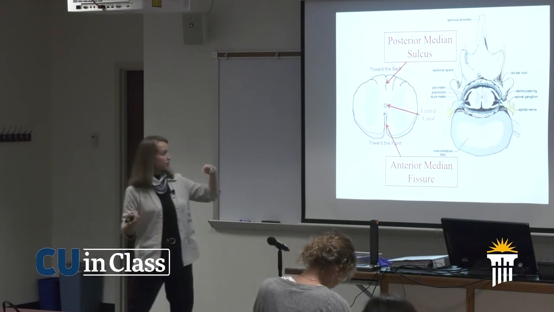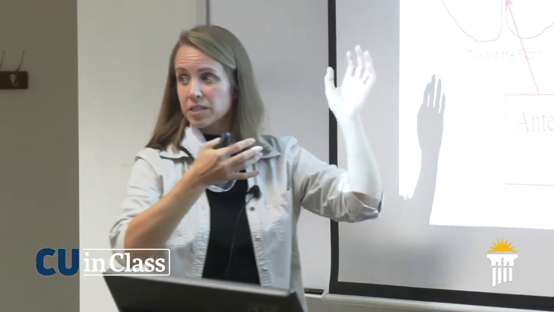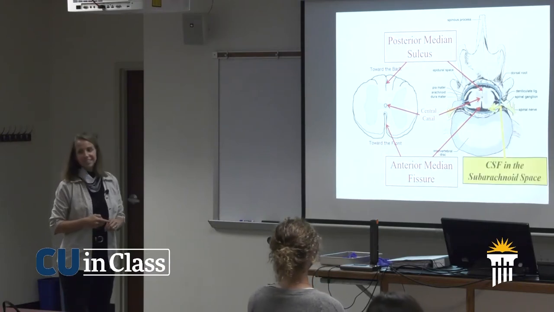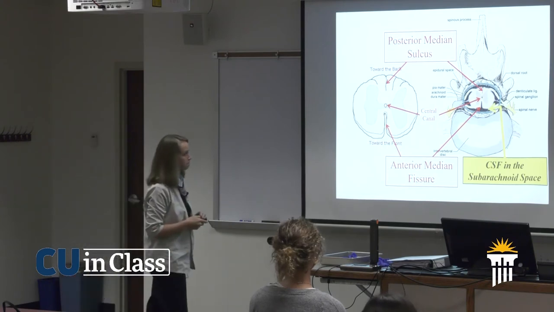Next lecture, on Monday, when we start talking about the cerebral spinal fluid and how it flows, we'll see that not only does the cerebral spinal fluid flow around in the subarachnoid space, but it also comes through the central canal. If we matched it up over here with our drawing, it'd be this. And again, that space is the subarachnoid space. The CSF lives in the subarachnoid space.